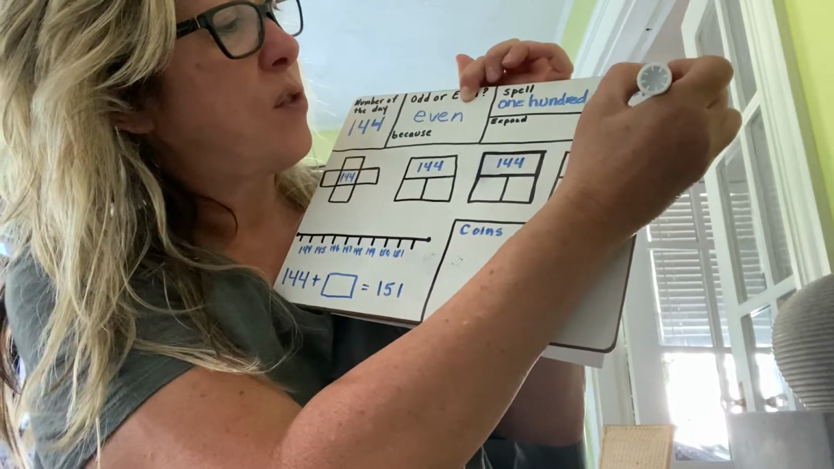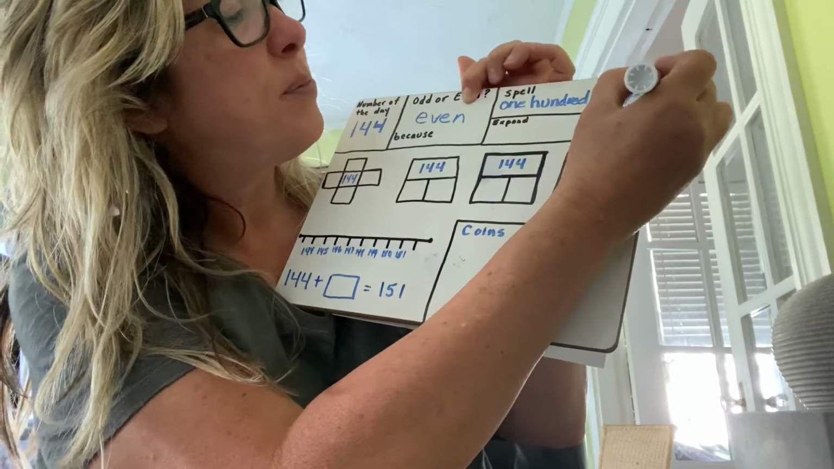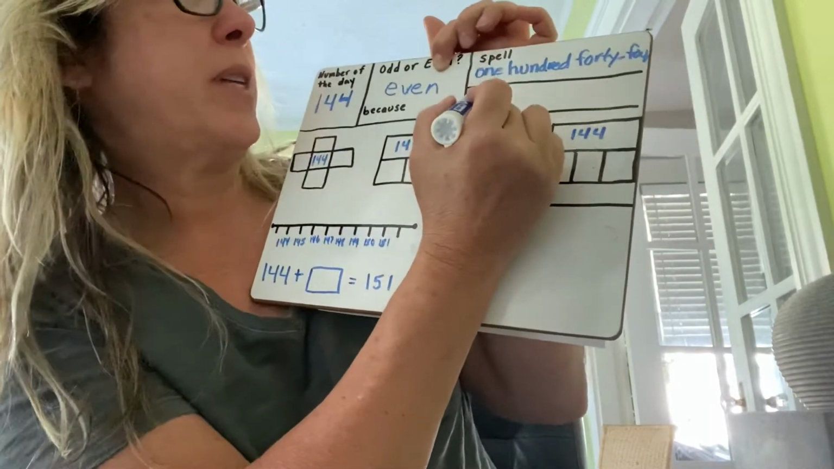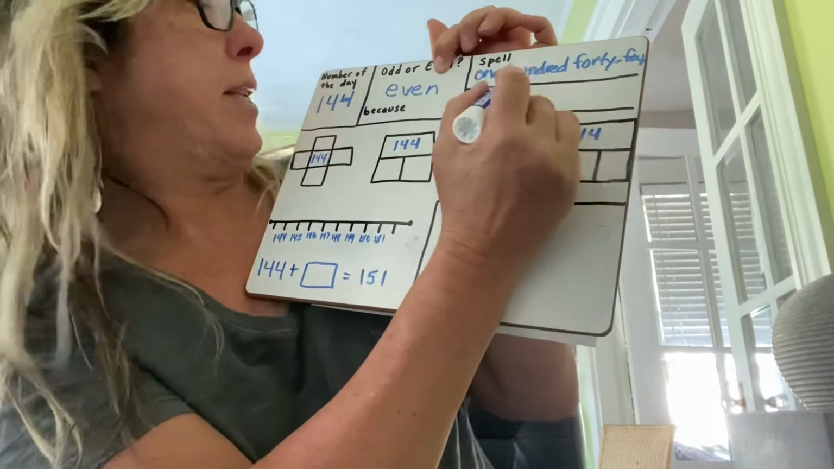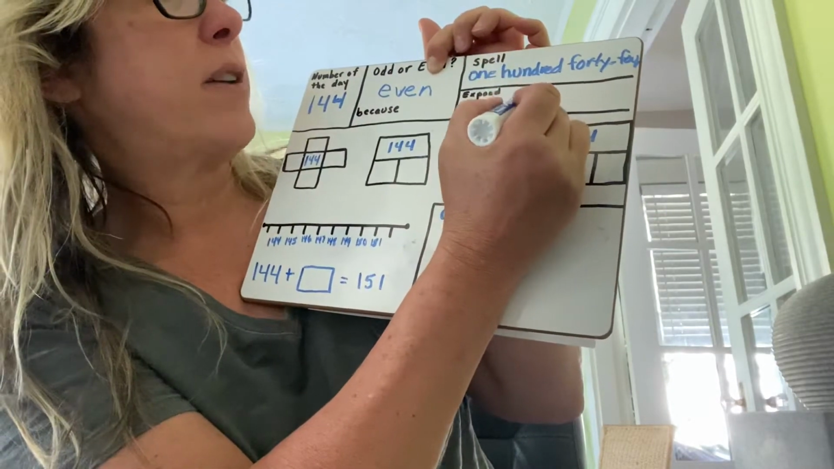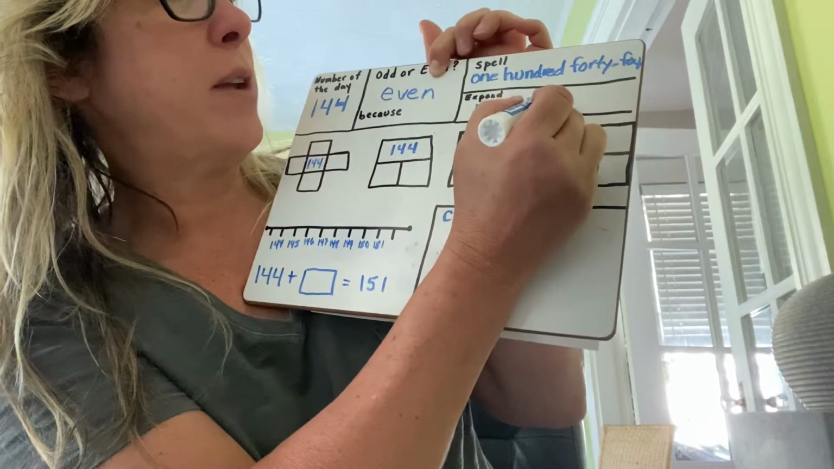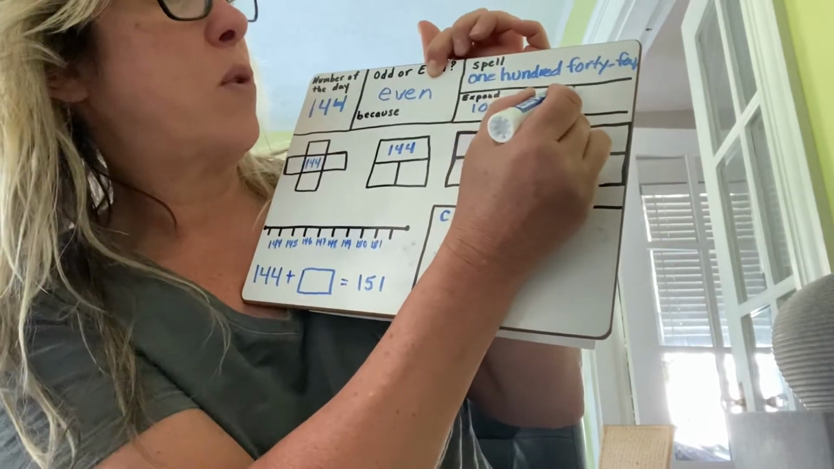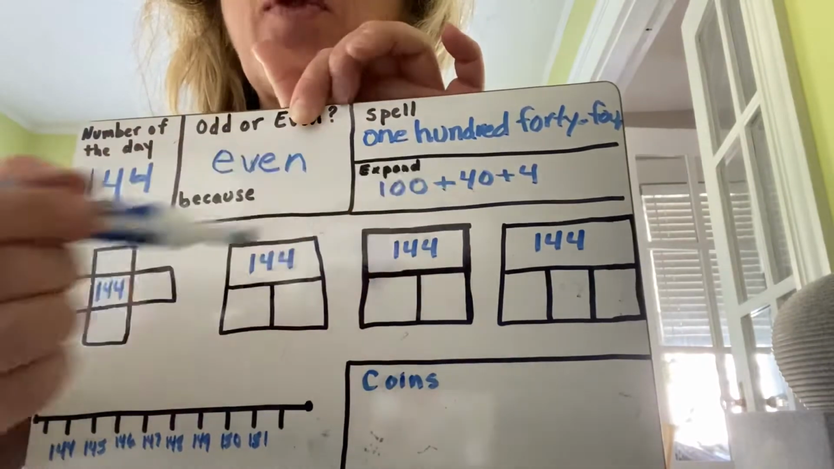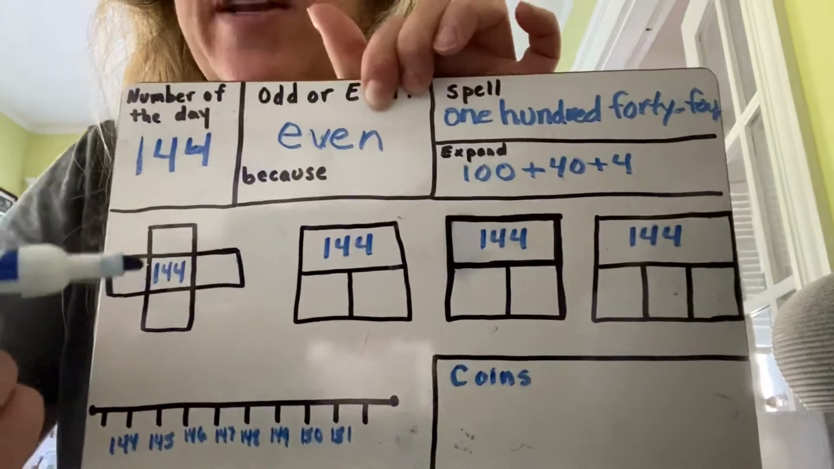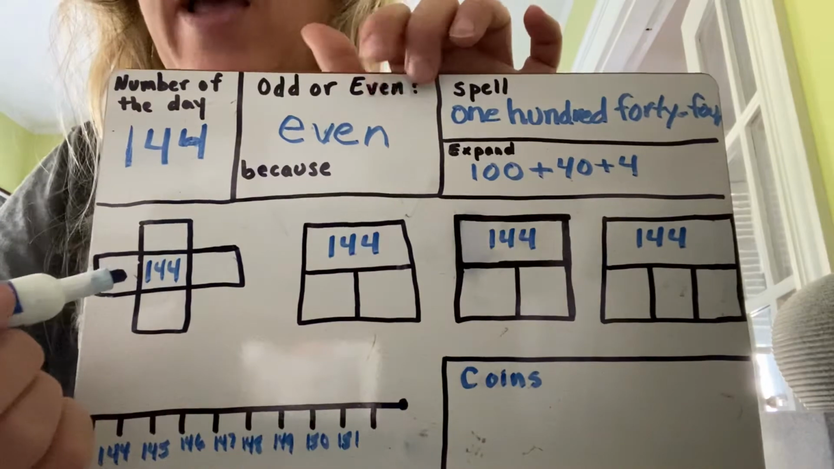144. Ooh. How about expand it? We said there's 100 plus, what's in the tens place? 4 stands for 4 tens, 40, plus 4 ones. 100 plus 40 plus 4. Good job. Now let's think about one more and one less.